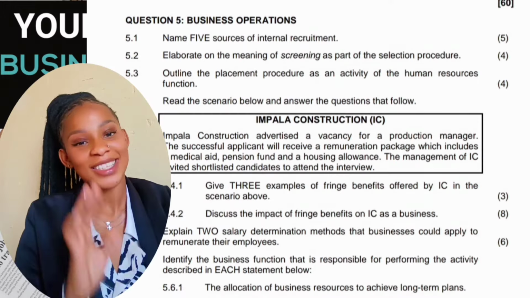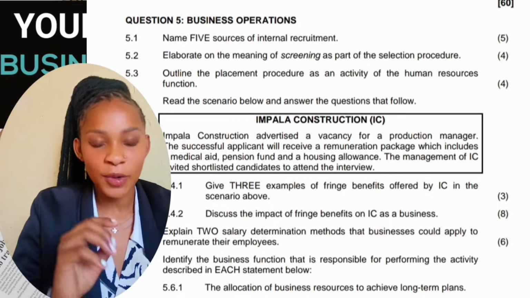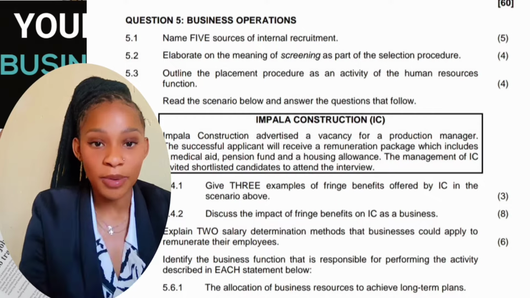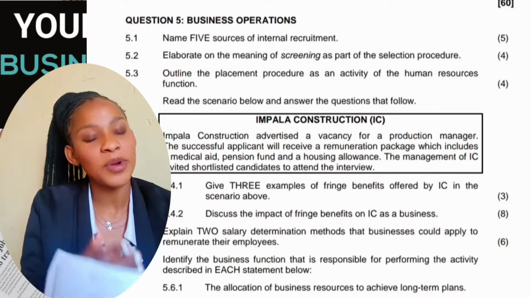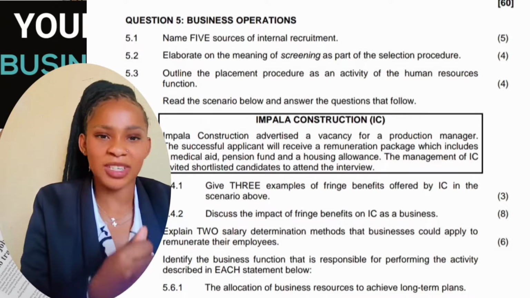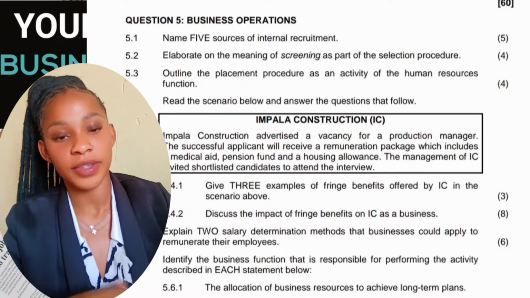Before we discuss these sources of internal recruitment, we first should understand the place of recruitment. When we talk about internal recruitment, this is where a business recruits employees within the business. But when we talk about external recruitment, this is where a business recruits outside the business to find a possible candidate. So let's name the 5 sources of internal recruitment.